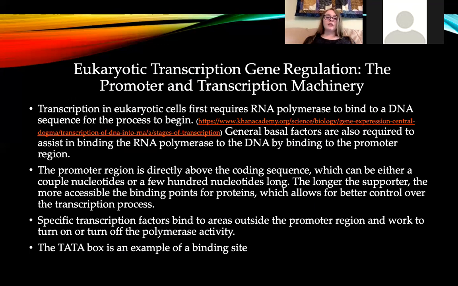All right, eukaryotic transcription gene regulation, the promoter and transcription machinery. Transcription in eukaryotic cells first requires RNA polymerase to bind to a DNA sequence for the process to begin. General basal factors are also required to assist in binding the RNA polymerase to the DNA by binding to the promoter region. The promoter region is directly above the coding sequence, which can be either a couple nucleotides or a few hundred nucleotides long. The longer the promoter, the more accessible the binding points for proteins, which allows for better control over the transcription process.